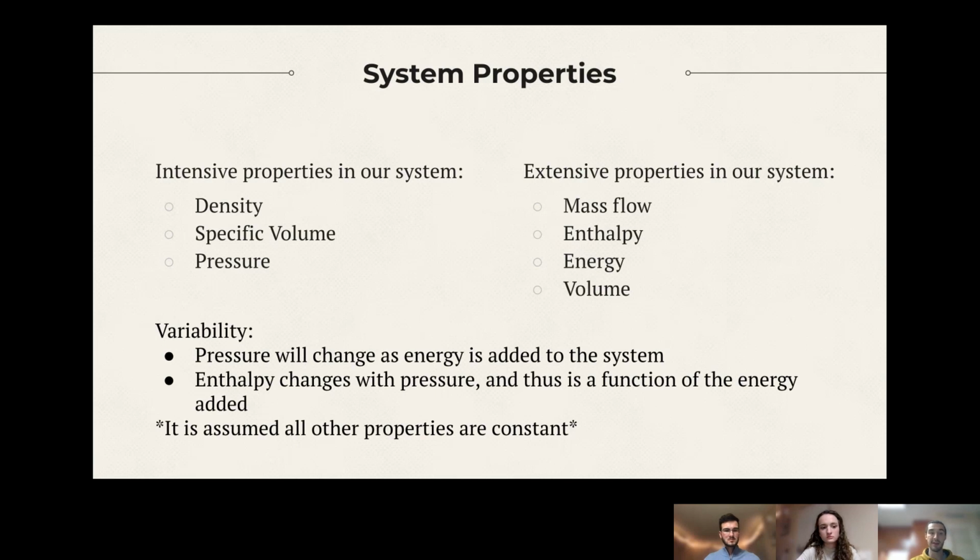The direct opposite of an intensive property is an extensive property, and that does depend on the quantity of the material. So the extensive properties that we are concerned with are the mass flow, enthalpy, energy, and volume. Enthalpy is the main property that is changing in our system and is doing so as a function of the amount of energy being added. Since the system is isentropic, the enthalpy change is a direct function of the total work. It is assumed that all the other properties are static.